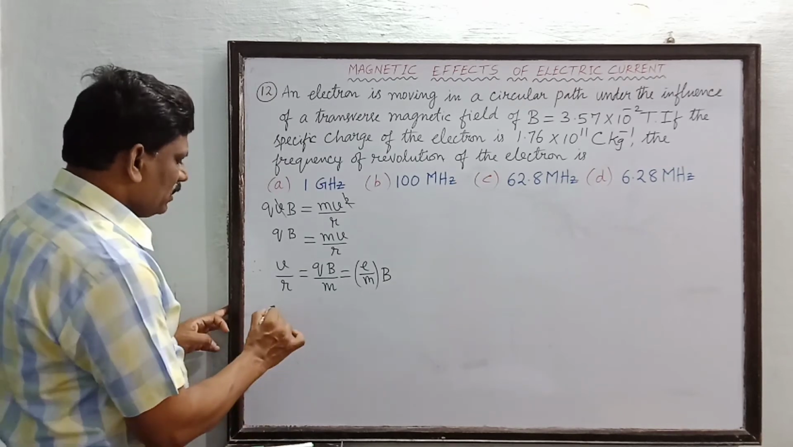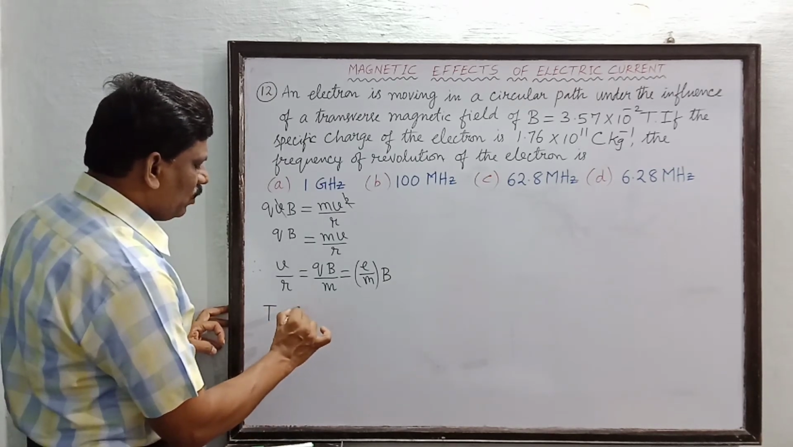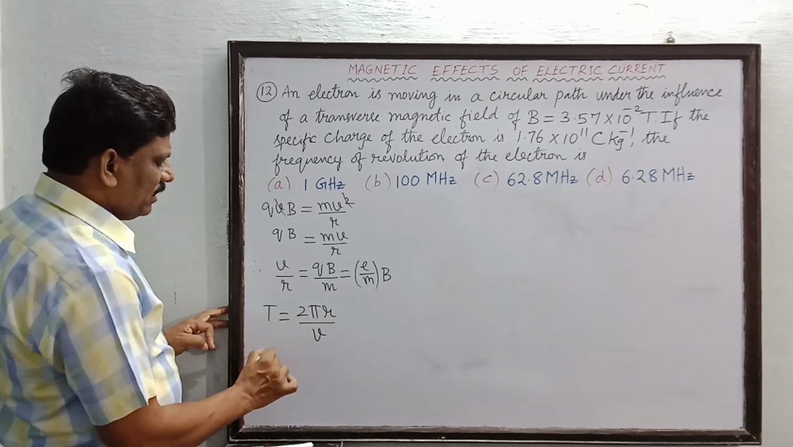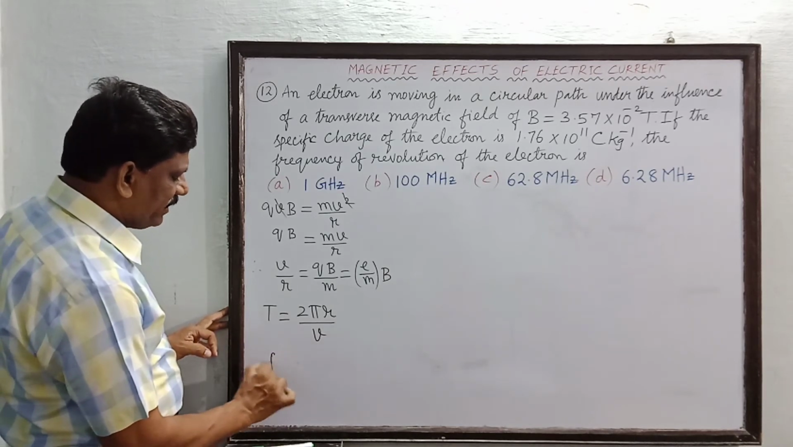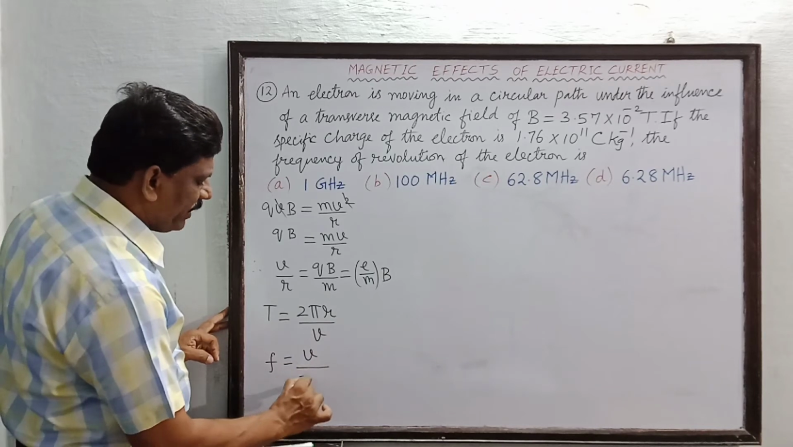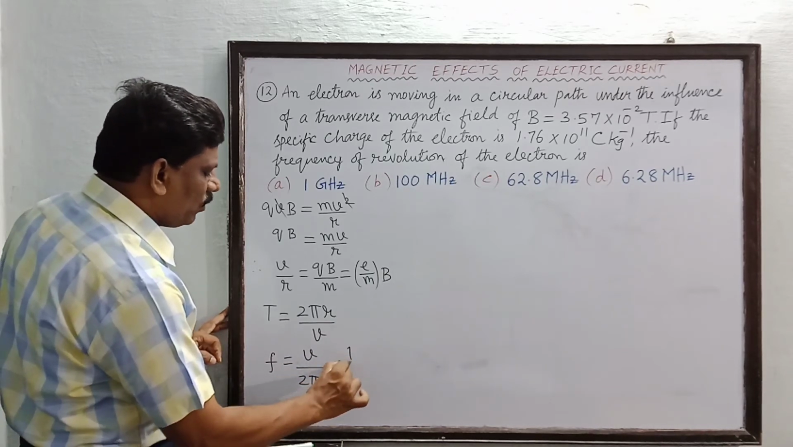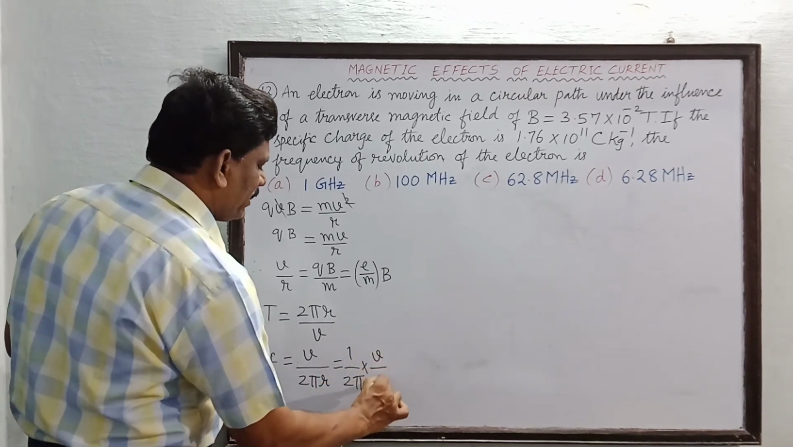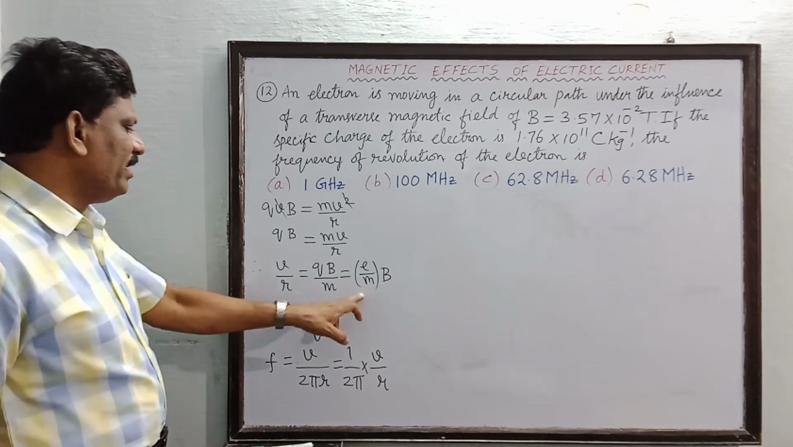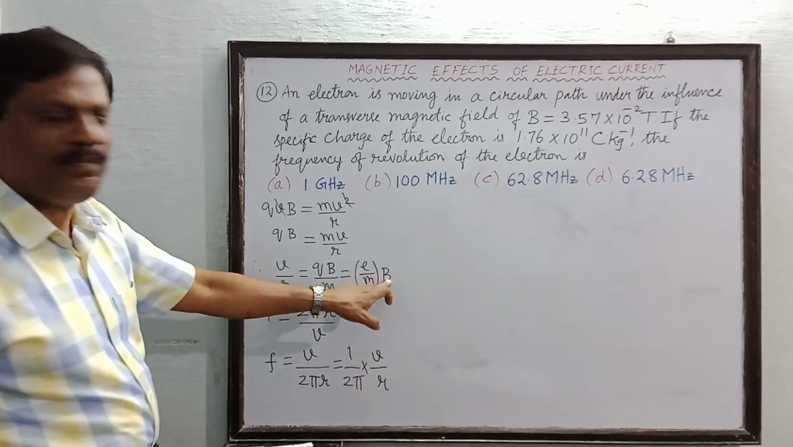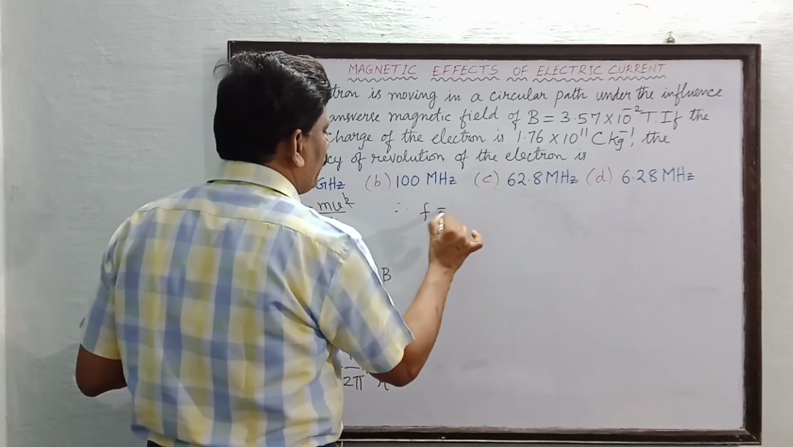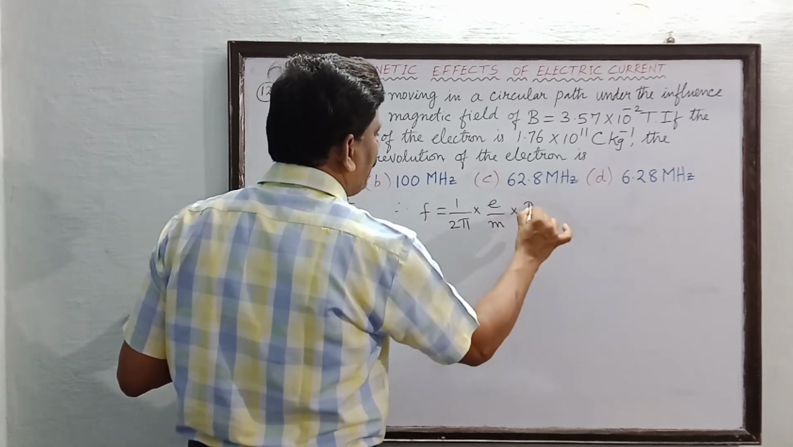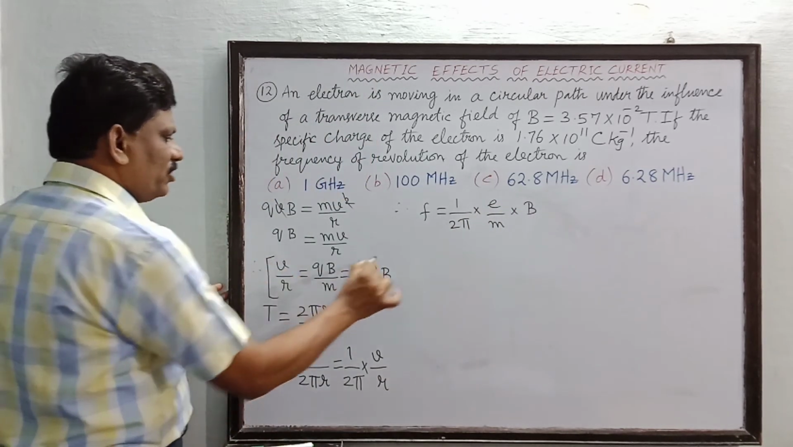Now the period is equal to 2 pi into R divided by V, and the frequency is equal to V divided by 2 pi into R. So this is equal to 1 divided by 2 pi into V by R. Now instead of V by R, I am going to substitute E by M into B. Therefore the frequency is equal to 1 divided by 2 pi into E by M into the magnetic field B. So this is the substitution I have done.